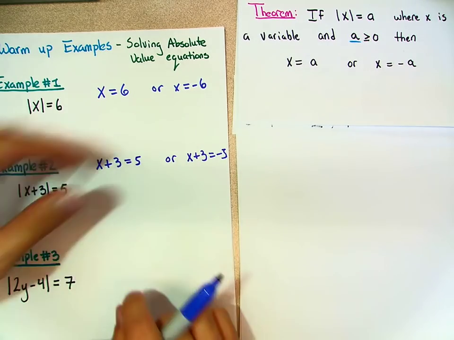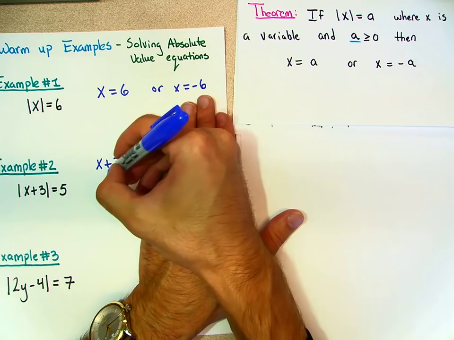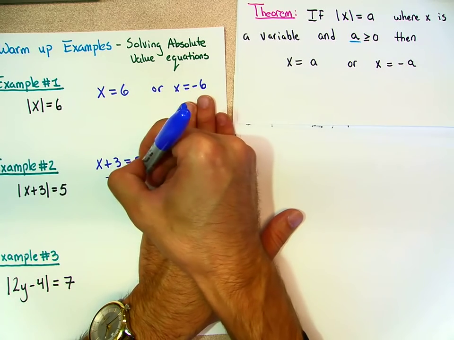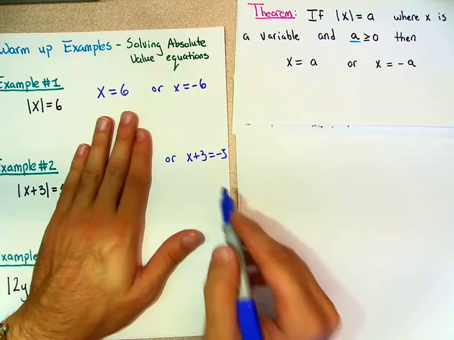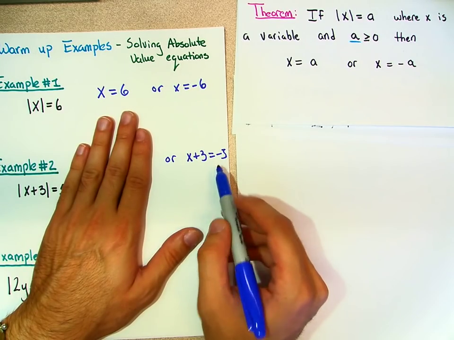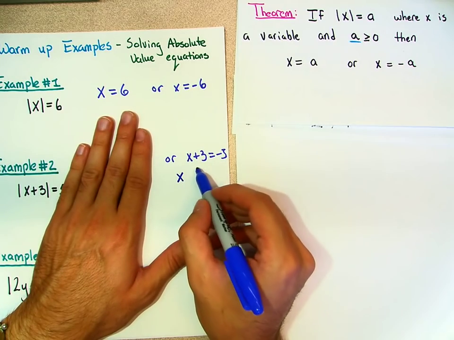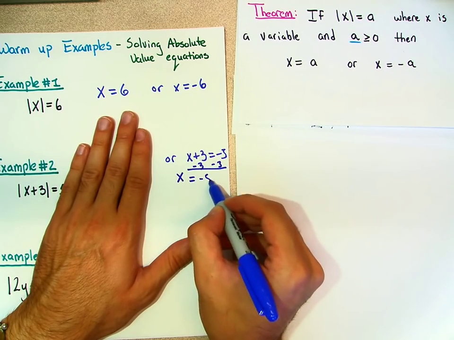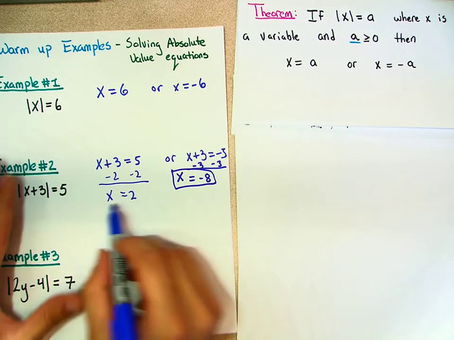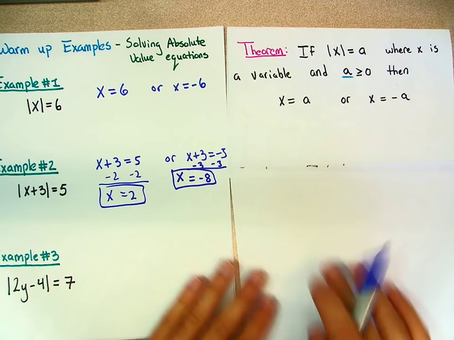If I say x plus 3 is equal to 5, what does x equal? You just do minus 3, x equals 2. Or if I have here x plus 3 equals negative 5, I can say, what is this, minus 3, x is equal to negative 8. X has two values. Well, let's just check it real quick.